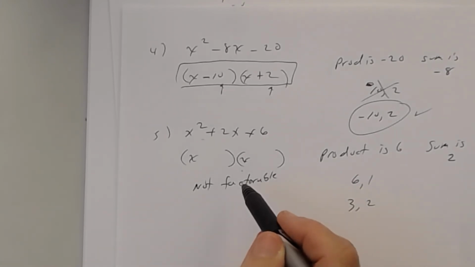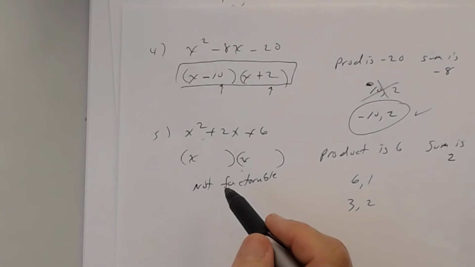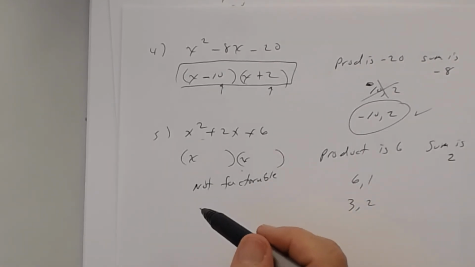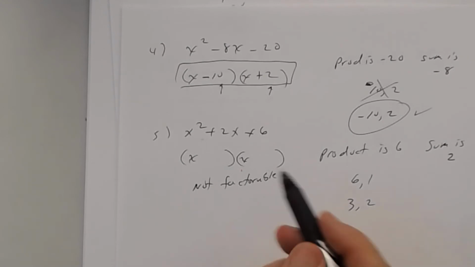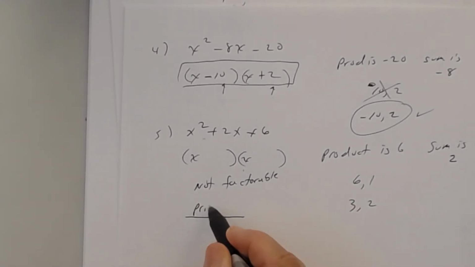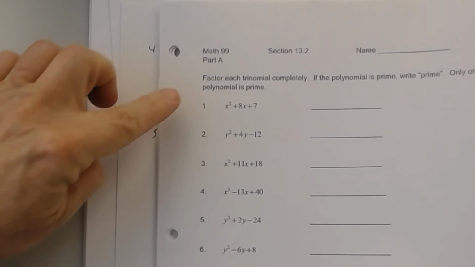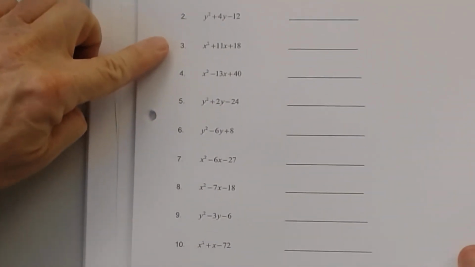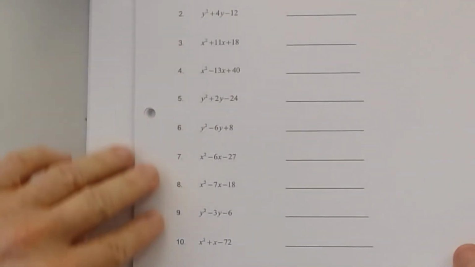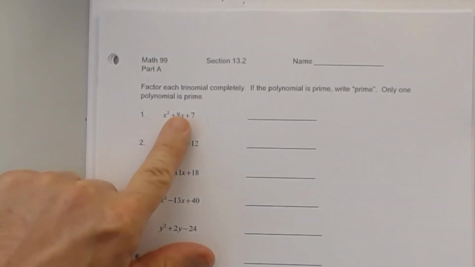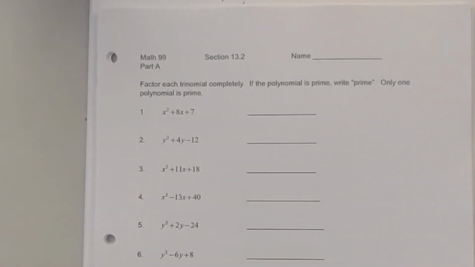Okay, that's what that means. It's not factorable. So if it's not factorable, that means it is prime. So in the blank, you're going to put prime. So prime means it's not factorable. Okay? So the final worksheet will be this. You're going to have these 10 problems right here. You don't have it yet. You have these 10 problems, but notice it says only one is prime. Okay? So try working on this for Tuesday, although it's due Thursday.